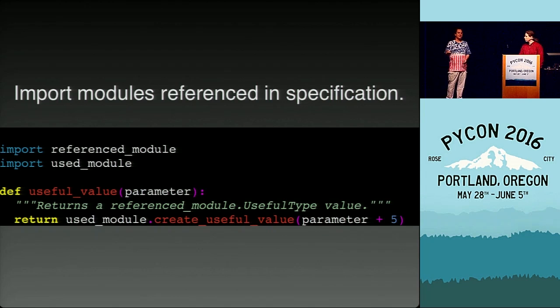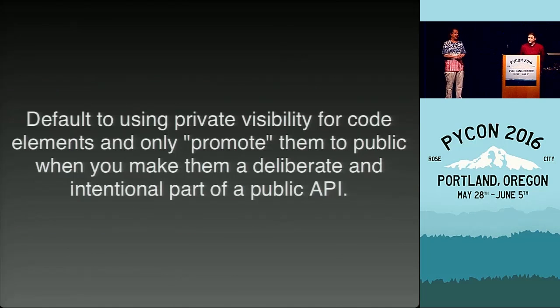We think that you should default to putting all your code elements at private visibility. Only promote things to public visibility after you've made an intentional decision to include them in your module's public API. We've looked into why this happens.